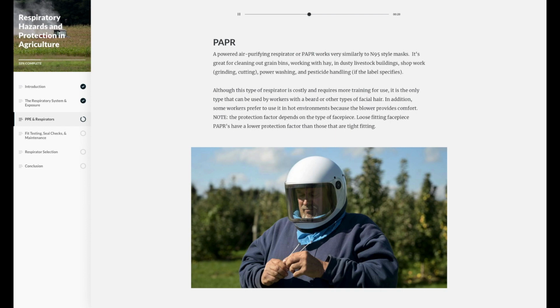Although this type of respirator is costly and requires more training for use, it is the only type that can be used by workers with a beard or other types of facial hair. In addition, some workers prefer to use it in hot environments because the blower provides comfort. Note, the protection factor depends on the type of facepiece. Loose-fitting facepiece PAPRs have a lower protection factor than those that are tight-fitting.